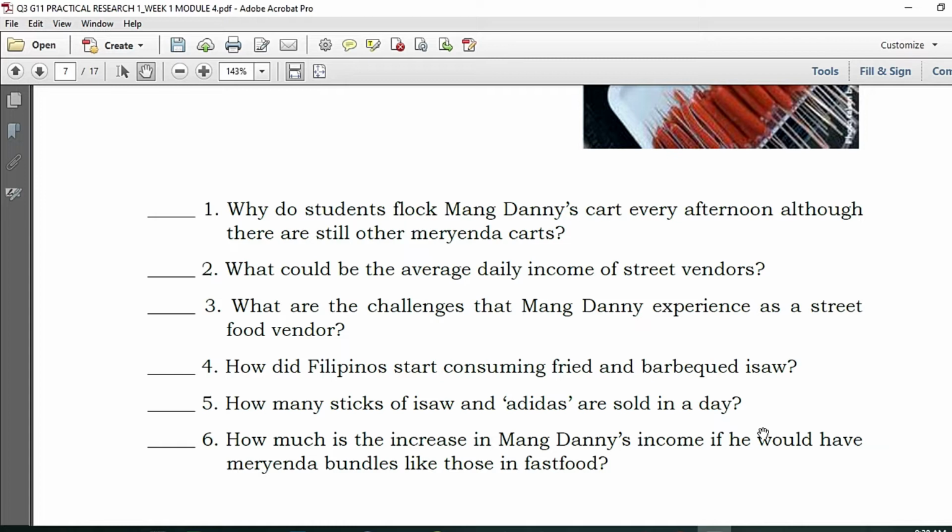Okay, number 2. What could be the average daily income of street vendors? Okay, what's your answer? Okay, it is N. Numbers. Okay, number 3. What are the challenges that Mang Dani experienced as a street vendor? Okay, what's the answer? Okay, it's letter W.